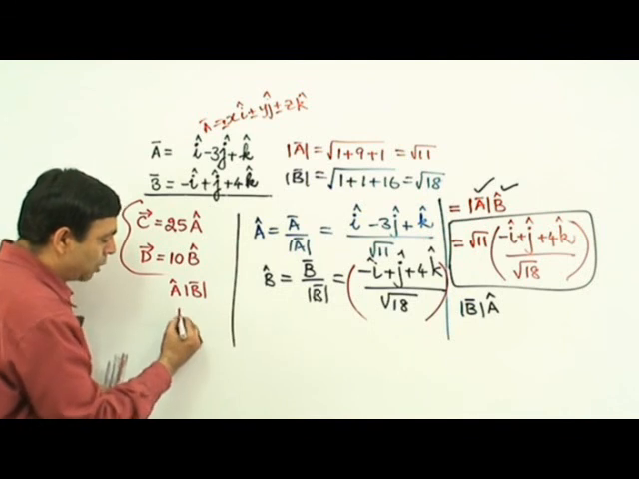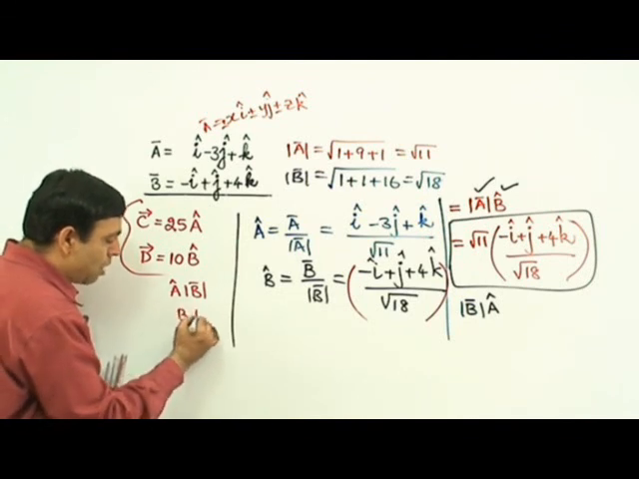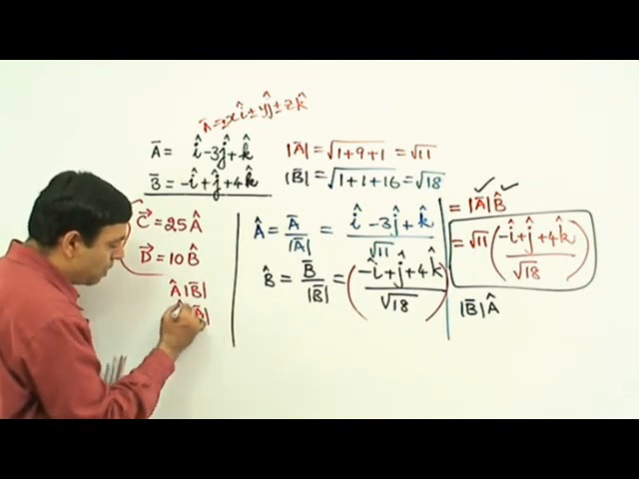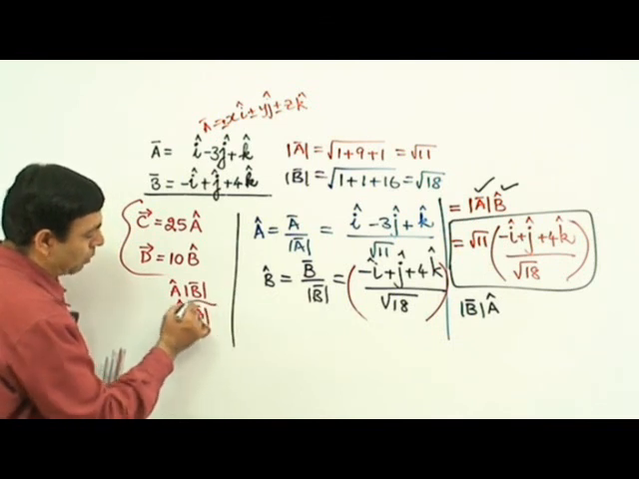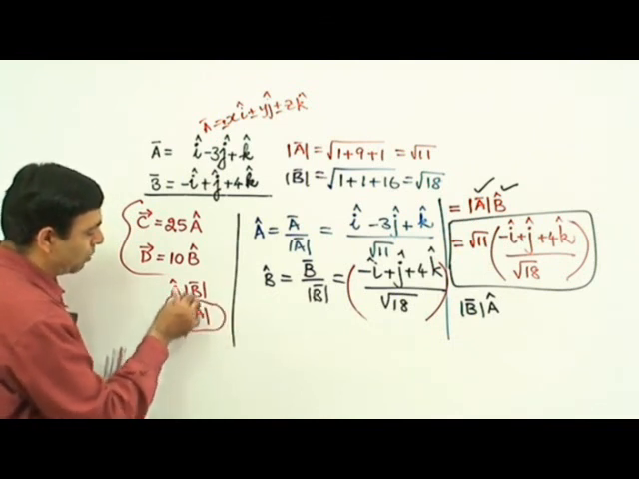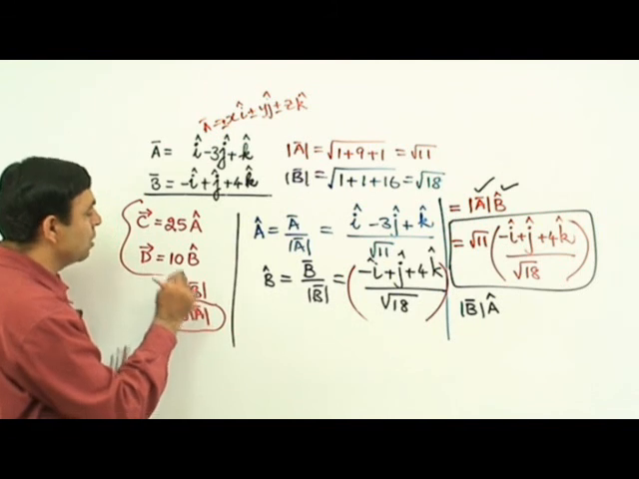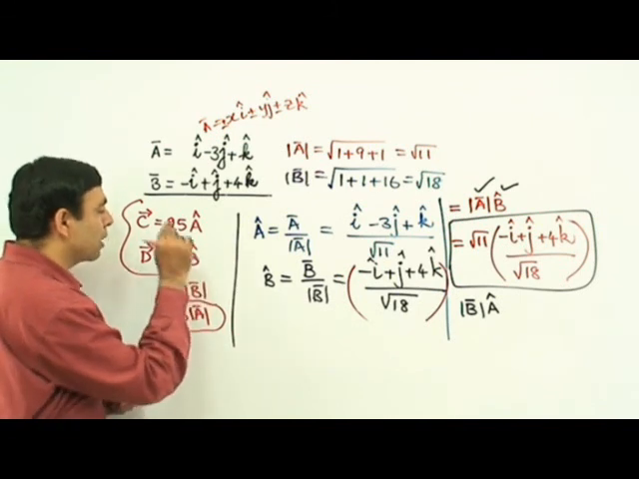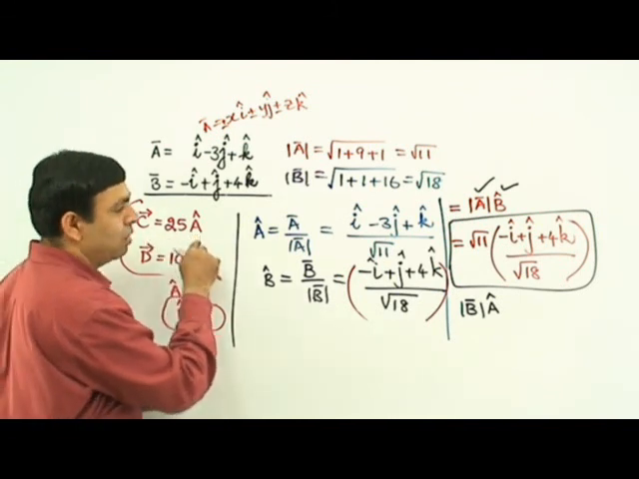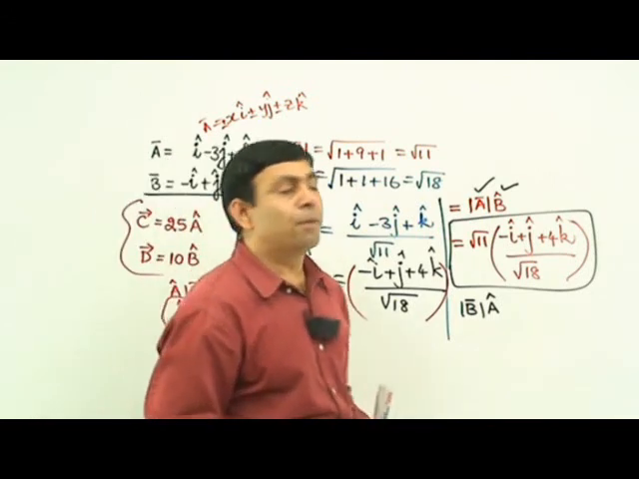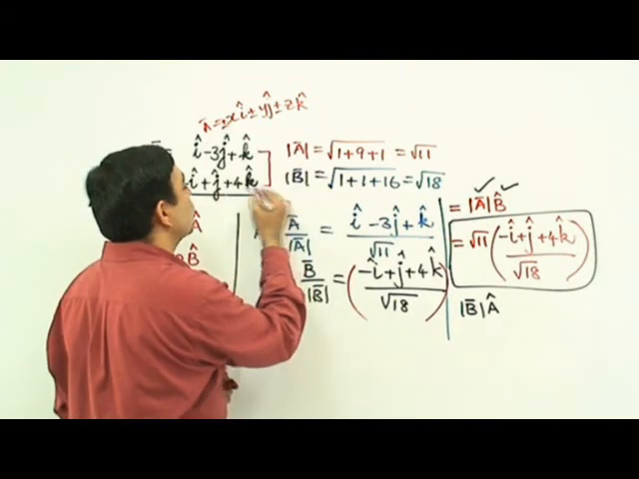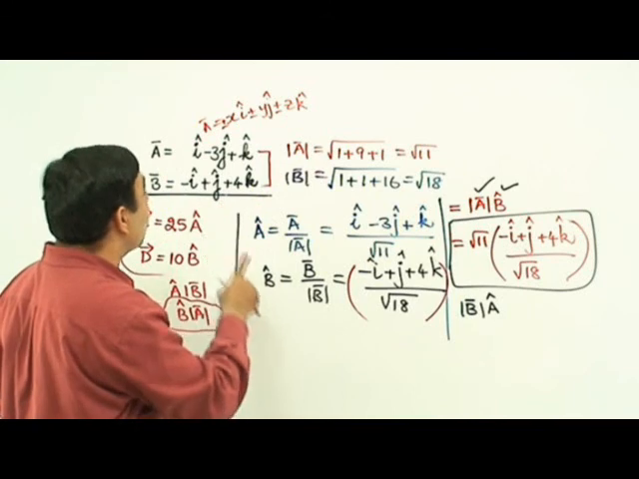Direction of A, magnitude of B. Magnitude of A, direction of B. Okay, this particular vector: magnitude of A, direction of B; direction of A, magnitude of B; magnitude 10, direction of B; magnitude 25, direction of A. Okay, so simple. But somehow these two vectors are mutually perpendicular because their dot product is 0. Clear?